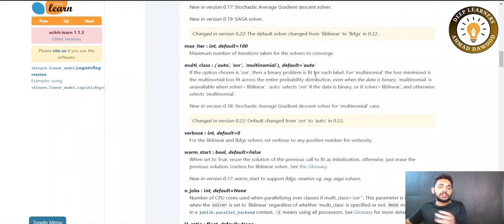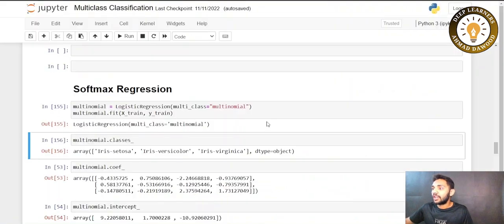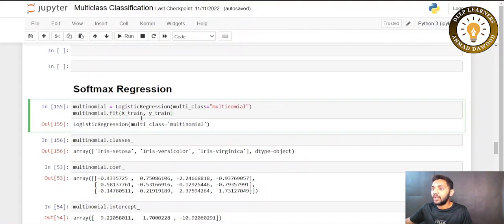Okay, you just have to pass the multinomial value, and you get softmax regression, then just train and enjoy that. Okay, how can you implement it here? Pretty easy. Multinomial logistic regression: pass the value multi-class equal to multinomial. Then I will train on the same data set, X train, Y train, which has 105 samples, 4 independent variables, and 3 categories.